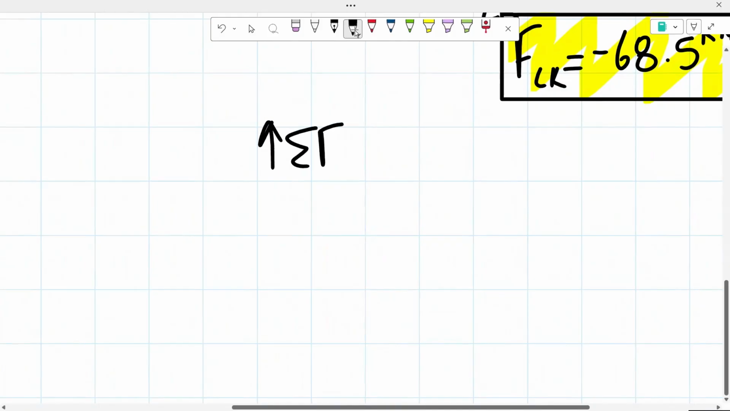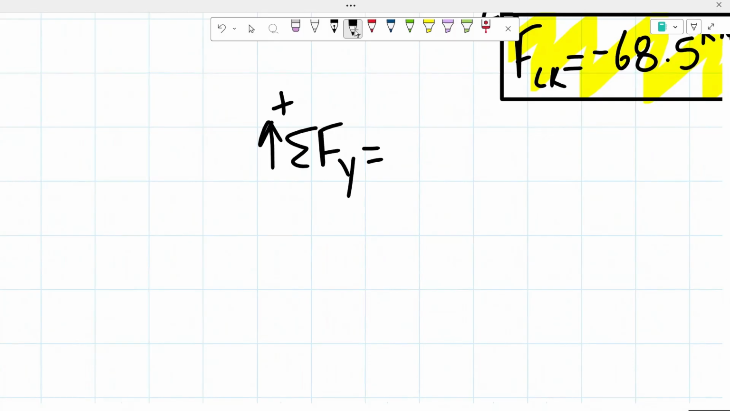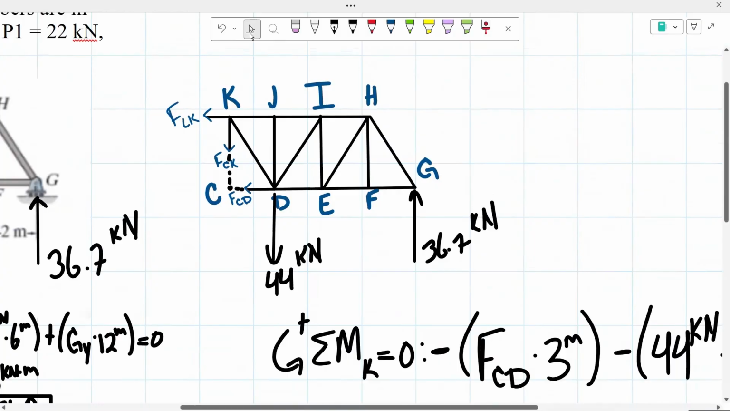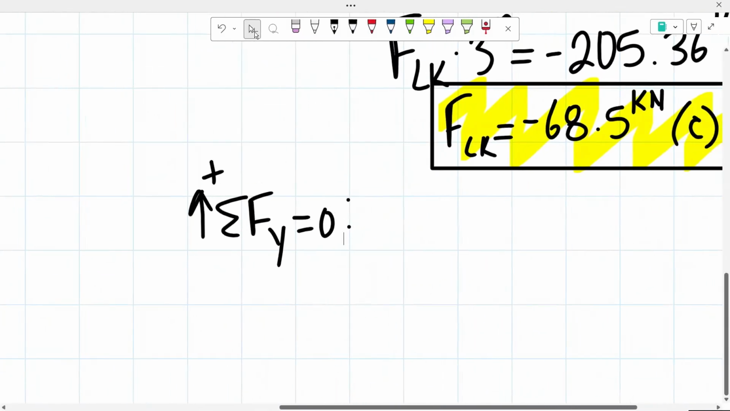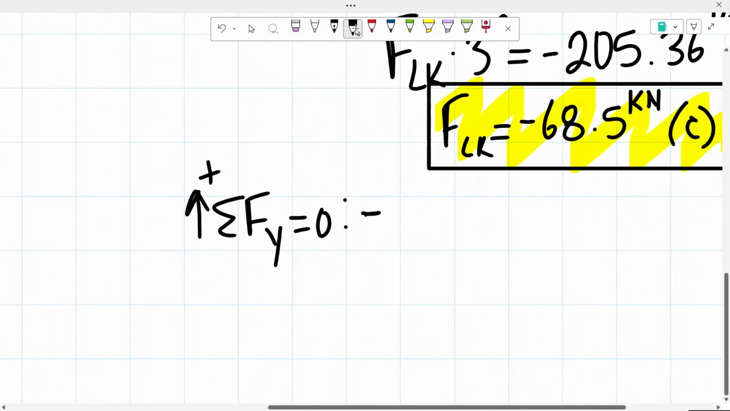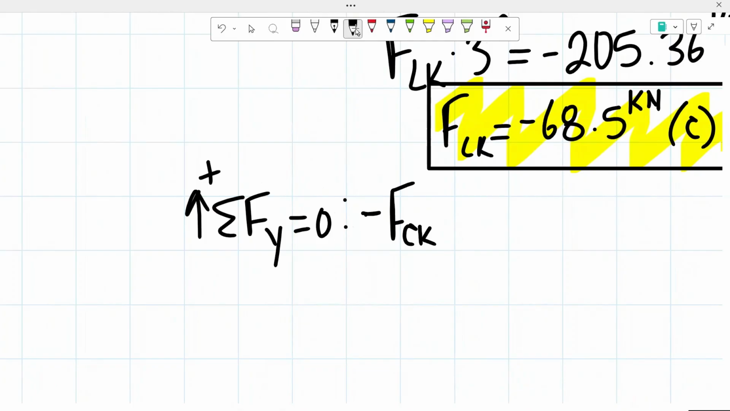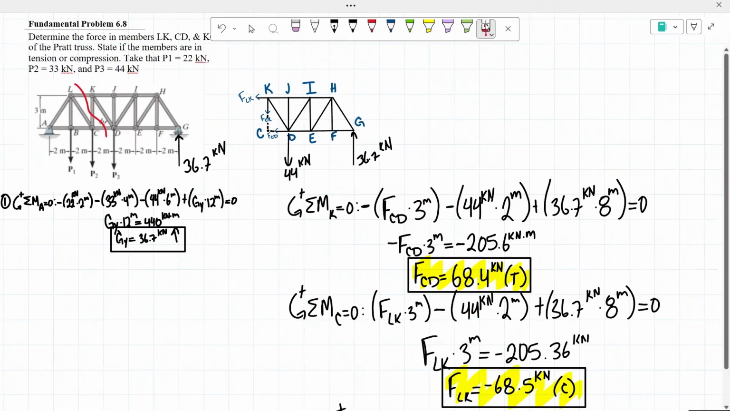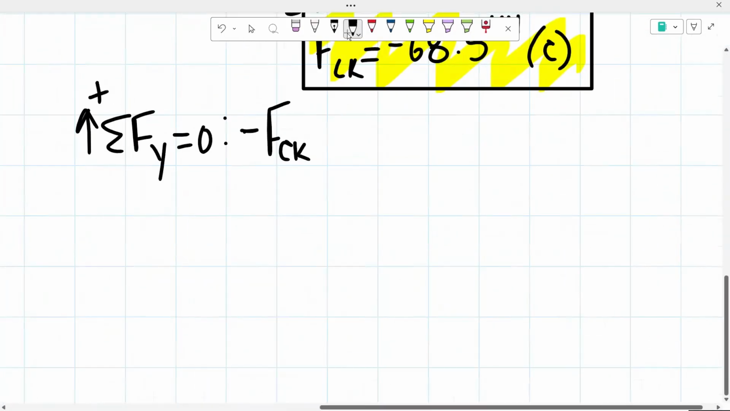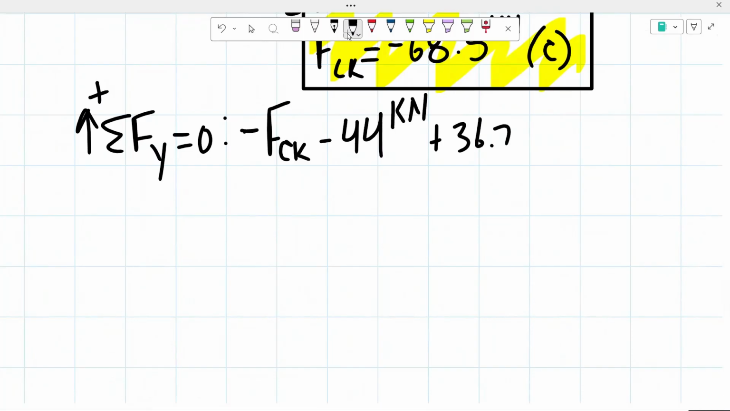So the sum of the forces in the y direction has to also equal 0. I assume that the member CK is going to be in tension. So in this case, it is going downwards, so a negative force of CK. From there, we have negative 44 kilonewtons and positive 36.7 kilonewtons. So negative 44 kilonewtons plus 36.7 kilonewtons. All of that has to equal 0.